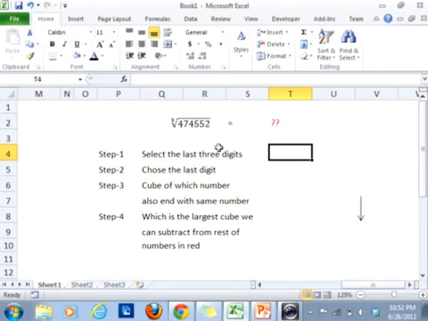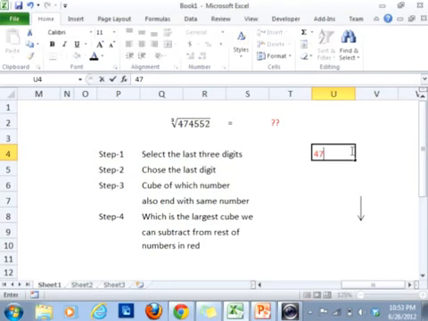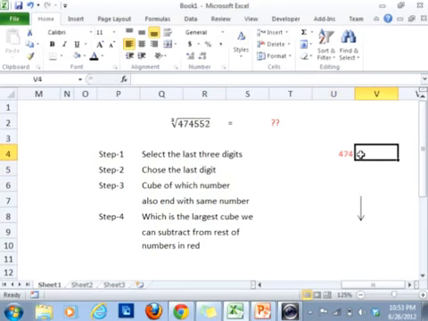First, I need to select the last 3 digits of the number for which I want the cube root. Here I have 6 digits, so I will write 474 in red and 552 in blue. Now I will choose the last digit of the number. The last digit is 2. The cube of which number also ends with 2? I think the cube of 8 ends with 2, so I write 8 here.